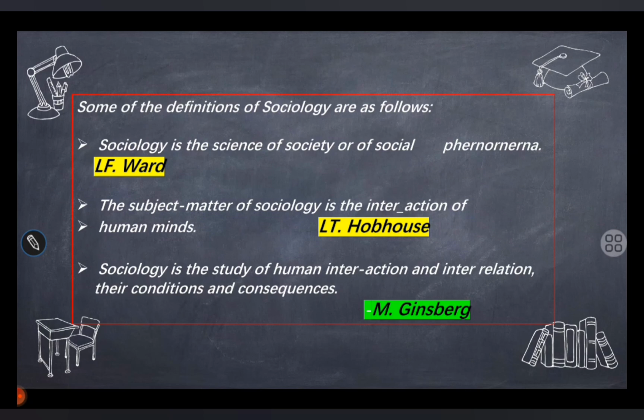Some of the definitions of sociology are as follows. The first definition here is of Ward, that is, sociology is the science of society or of social phenomena. Ward tried to explain it in simple terms. Sociology is the study of society. It explores how people interact, form groups, and how societies function.